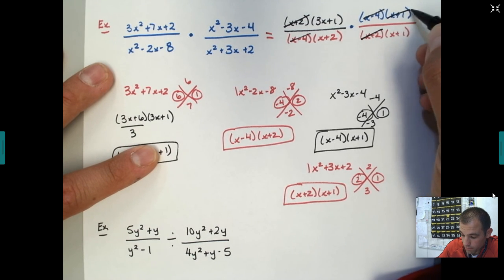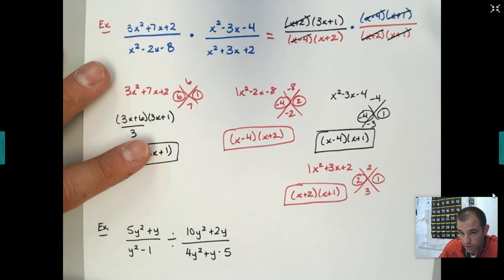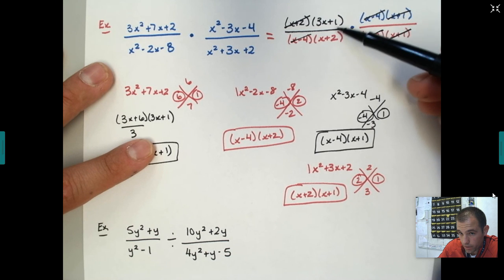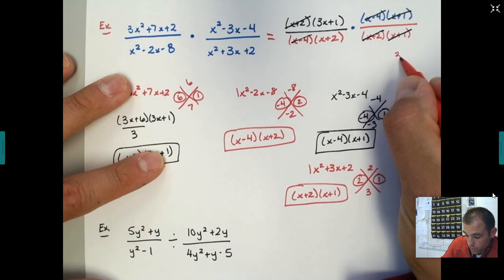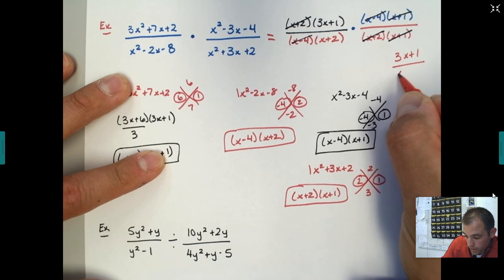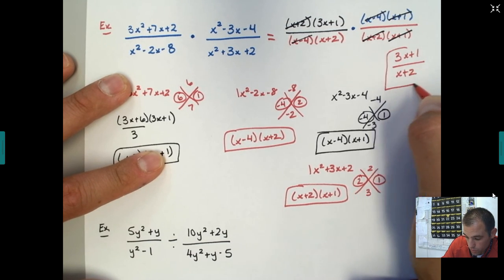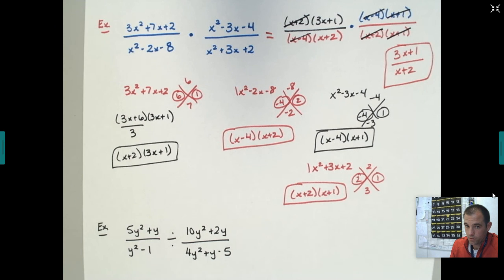X plus 1 on top, x plus 1 on the bottom. Cancel those out. These two are not going to go anywhere. So those two stay. So that's my final answer: 3x plus 1 over x plus 2. And we're finished. If you can factor, this isn't too bad.